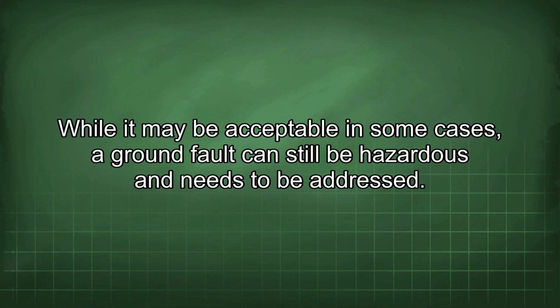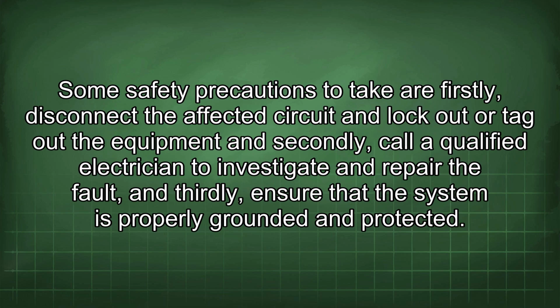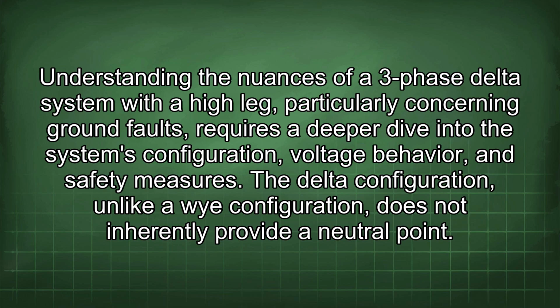While it may be acceptable in some cases, a ground fault can still be hazardous and needs to be addressed. Some safety precautions to take are: firstly, disconnect the affected circuit and lock out or tag out the equipment, secondly, call a qualified electrician to investigate and repair the fault, and thirdly, ensure that the system is properly grounded and protected.